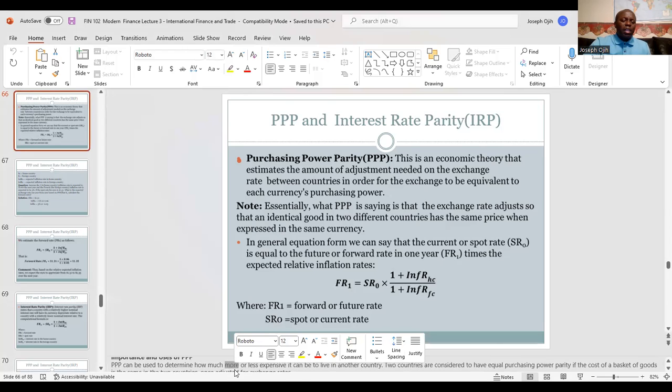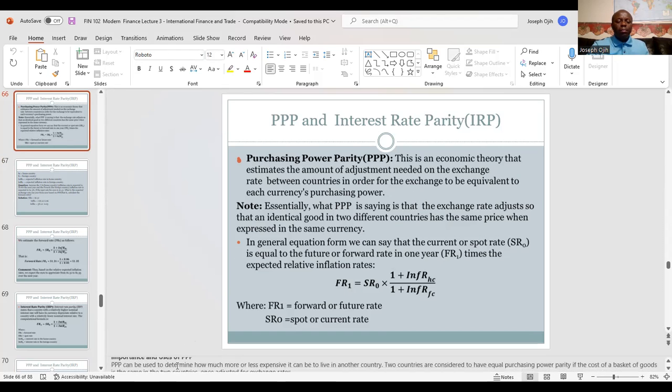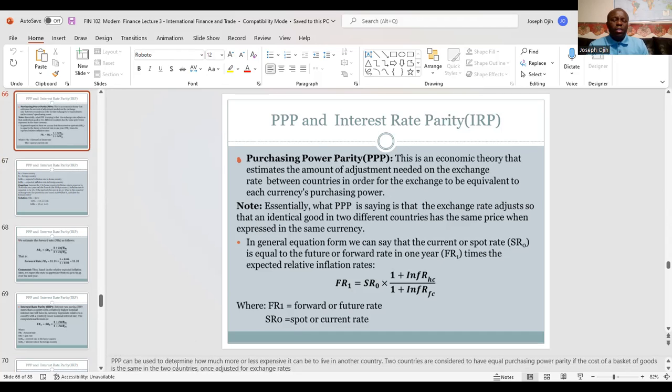Now, what does this mean? It means that the purchasing power parity is used to determine how much more or less expensive it can be to live in another country. So we say that two countries are considered to have equal purchasing power parity if the cost of a basket of goods in both countries is the same when we make the necessary adjustments for the exchange rate.